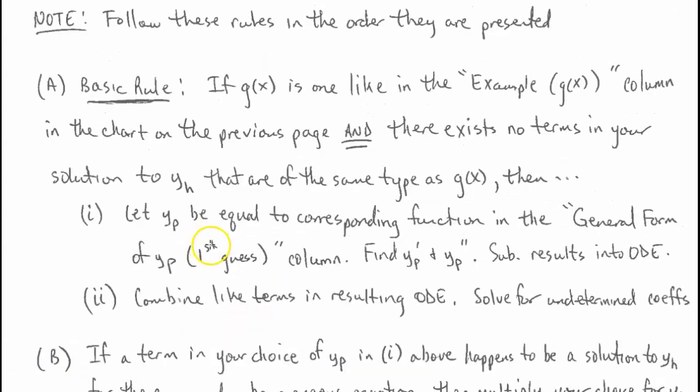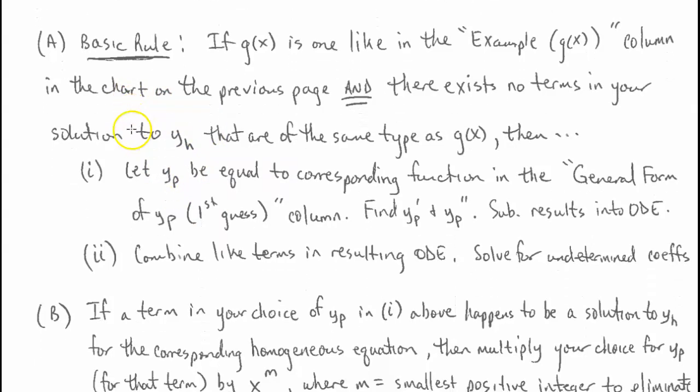All right, so to get more specific with what these rules are that I'm talking about, that basic rule that went with step A that I just showed you not too long ago, this is basically the step that says, hey, if y sub h and g of x don't have any common terms with each other, just use y sub p as you know it.